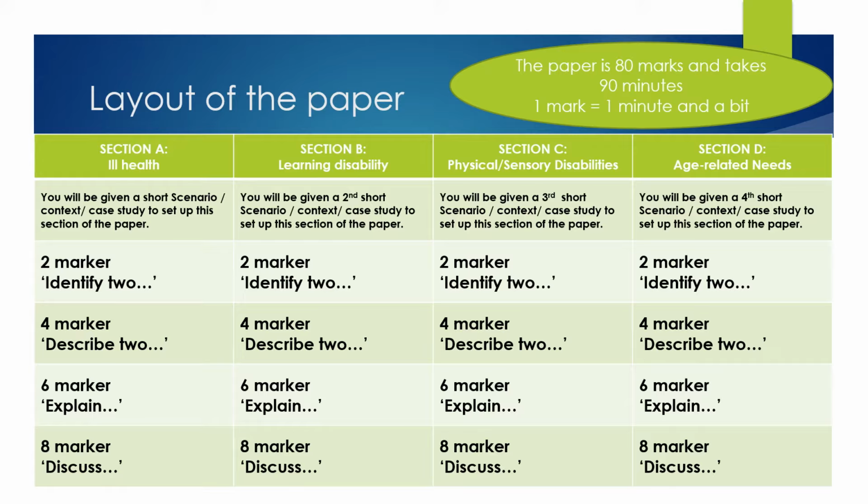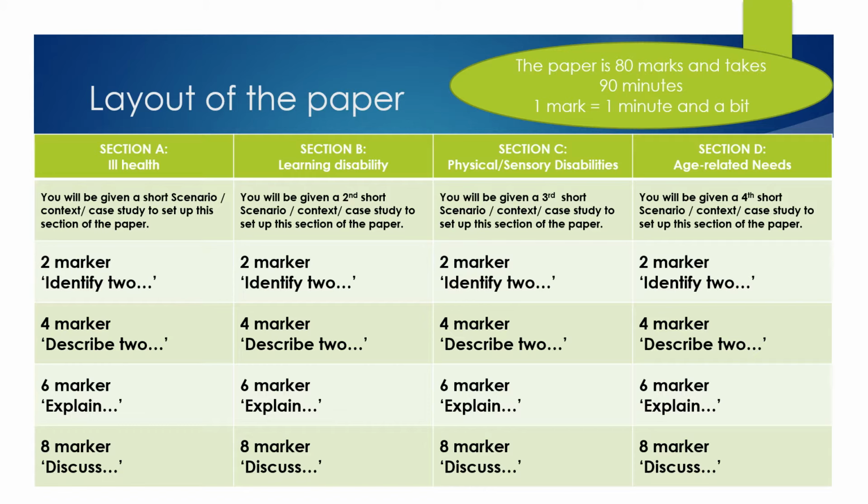So you will have 4 sections. Each section is worth 20 marks, and the sections are always ill health, learning disabilities, physical and sensory disabilities, and age-related needs. At the beginning of each of these sections, you'll be given a scenario or a context, a case study story about a particular character or an issue. And then the questions for that section will all be based on the context.